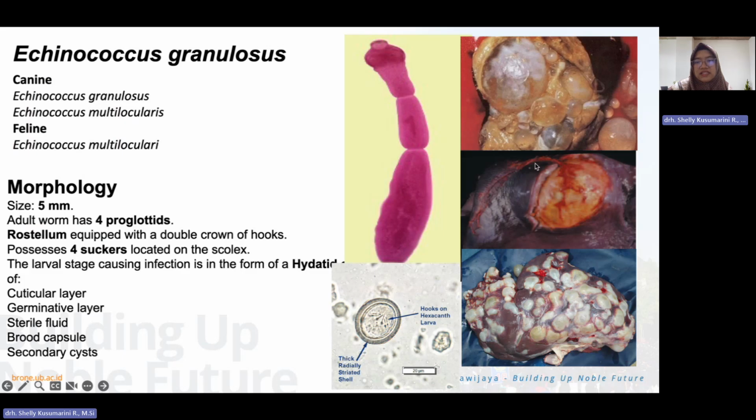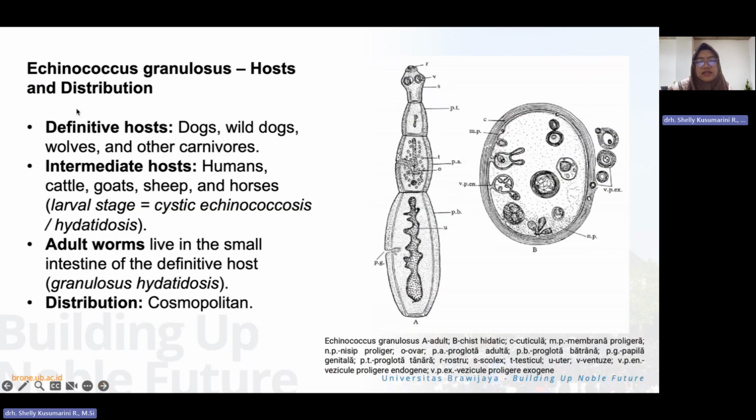This one is Hydatid cyst that infects the liver. Next, this is the definitive host, and this is the intermediate host. Human, cattle, cow, sheep, and also horse. And the adult stage we find in the small intestine, like this.